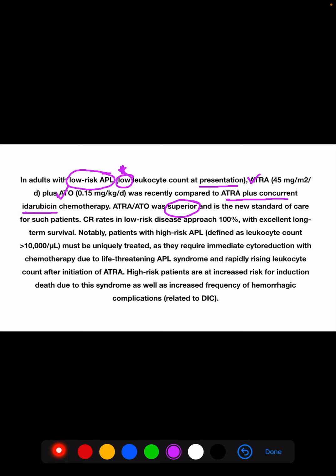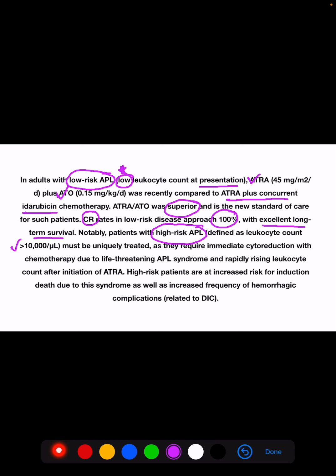So if a patient has acute promyelocytic leukemia which is of low risk, the complete remission rate is 100%, and patients will also have excellent long-term survival. But patients who have high risk APL, which means a leukocyte count greater than 10,000 per microliter, must be uniquely treated. Why should they be uniquely treated?